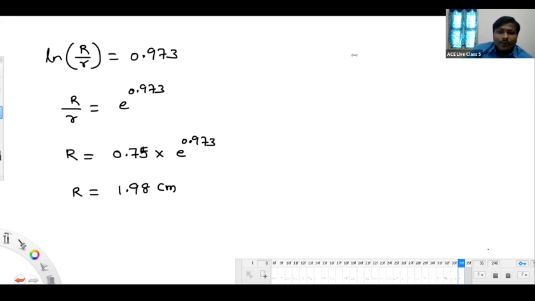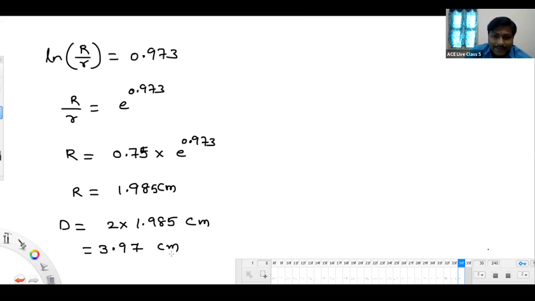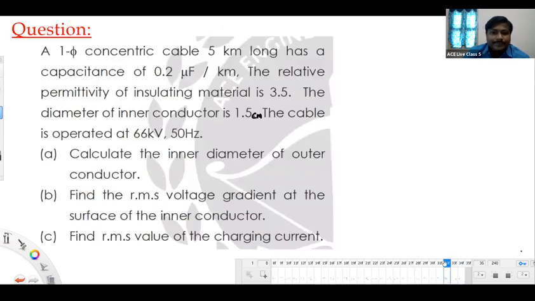Then capital D value is 2 into 1.985, so it will be 3.97 centimeters. 3.97 centimeters is the capital D number. Okay, done. Next, because 0.75 is in centimeters, right?